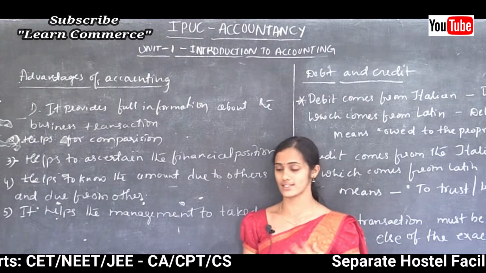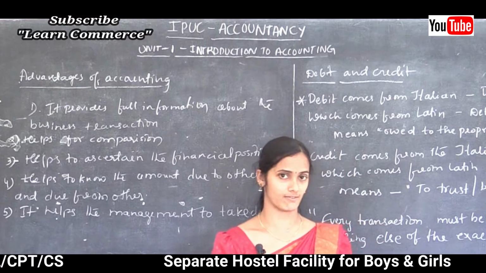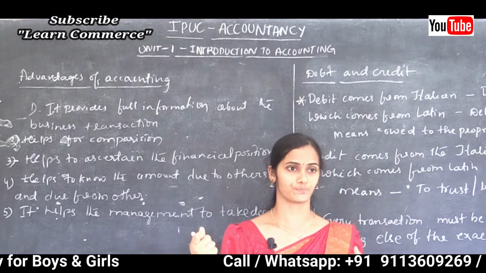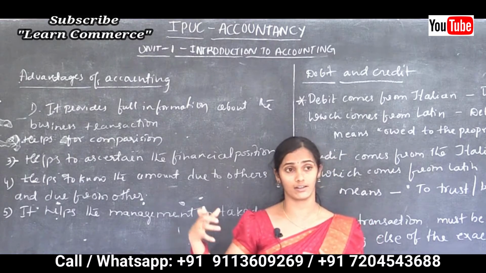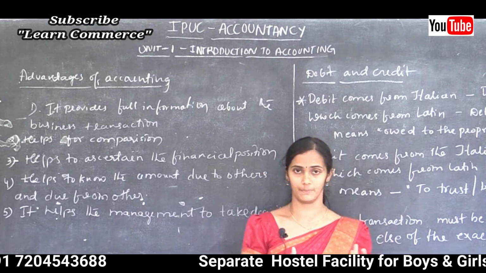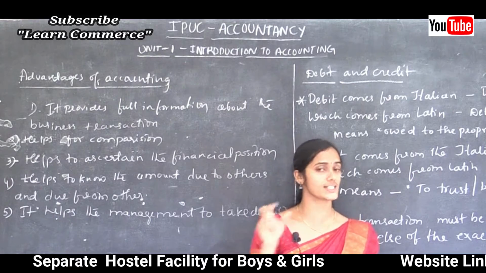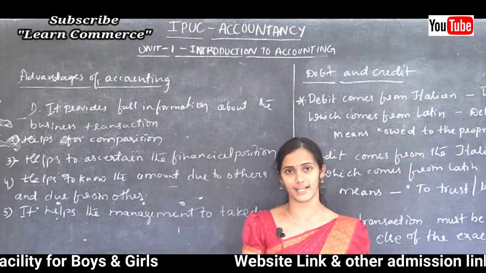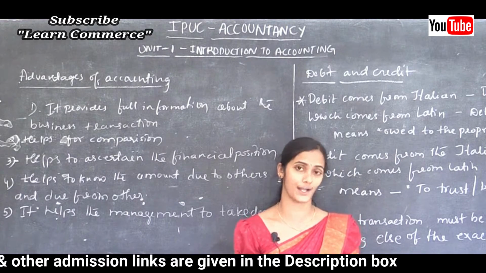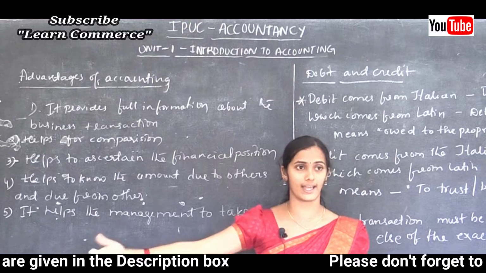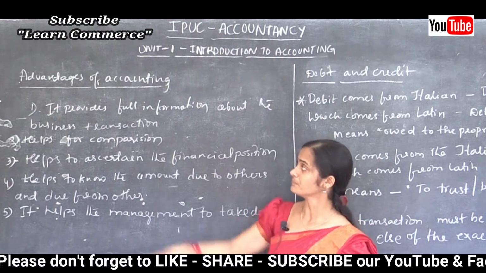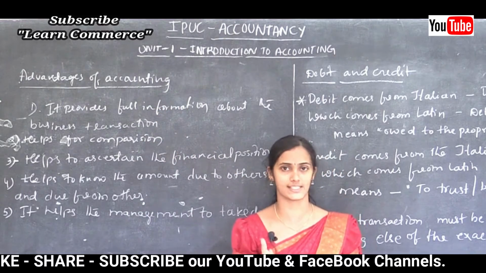Recording the business transactions: after identifying the economic events, for example, goods sold on cash, an accountant finds that the transaction is an economic event. He identifies that transaction, then he measures it, and then he records it to know the exact sale or purchase, whatever it may be. So it records all the business transactions.